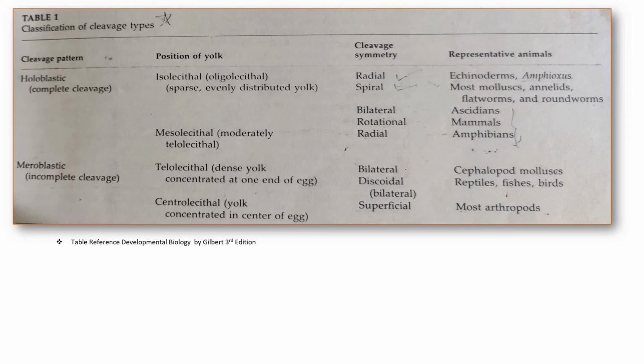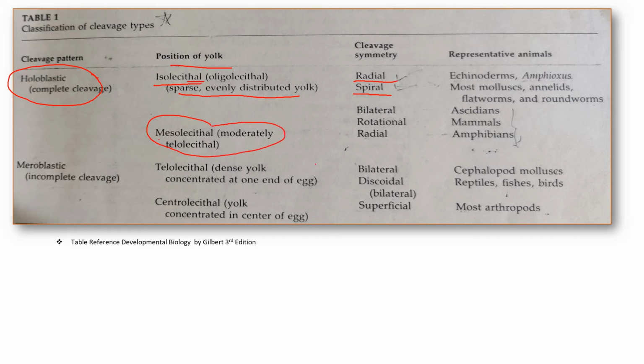One is holoblastic cleavage, or complete cleavage. Here the position of the yolk is isolecithal, that means the yolk is evenly distributed in the zygote. Such a yolk position suggests that it can show radial cleavage or spiral cleavage. Another arrangement of the yolk is mesolecithal.